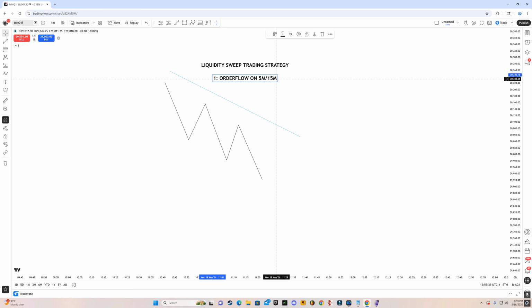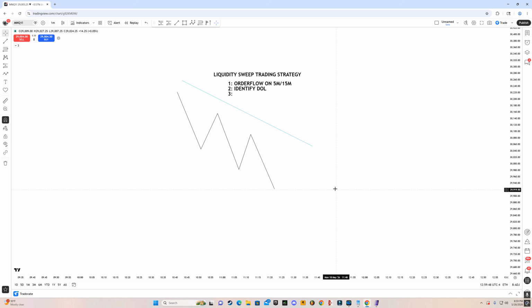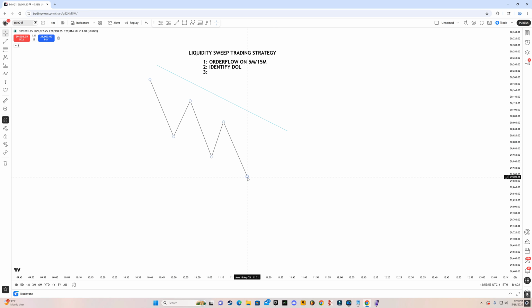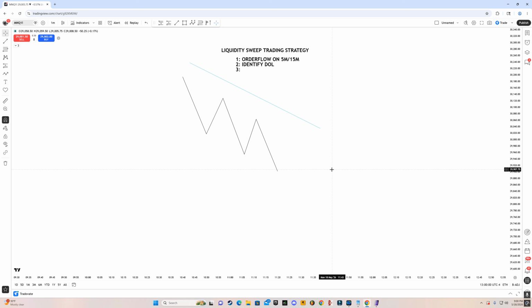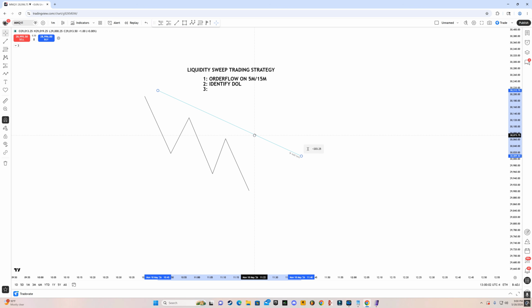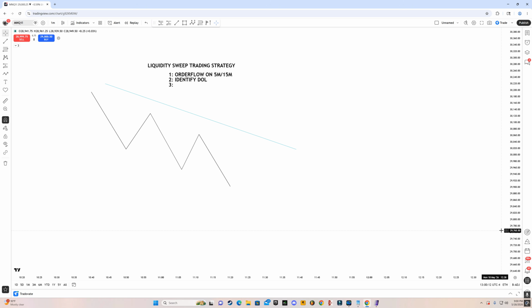Now, the next step is, of course, to identify the draw on liquidity. The third step is where our entry model comes in, right? And we need to find a way to take trades, right? Because even if the price is in a bearish order flow, and you take a short position here, price can go up and then go down and stop you out. So this liquidity sweep entry model is so strong, guys, that once you understand this, you're going to start seeing this pattern everywhere. And I'm going to give you guys a lot of examples and you will not be confused.